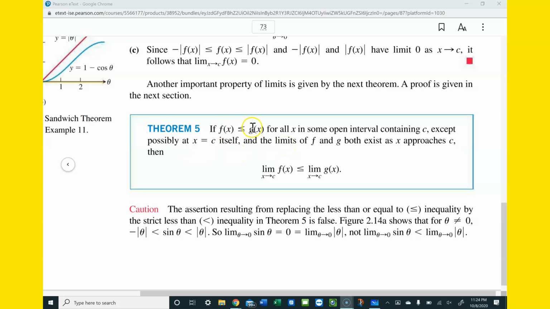Okay, Theorem 5. This one seems very obvious as well. If this function f of x is less than or equal to this other function g of x for all x values in some interval containing c, except possibly x equals c itself, because that might be an undefined situation, and the limits of both exist at c, then the limit of f of x as x approaches c is also going to be less than or equal to the limit of g of x as x approaches c. And that just seems, again, rather obvious.